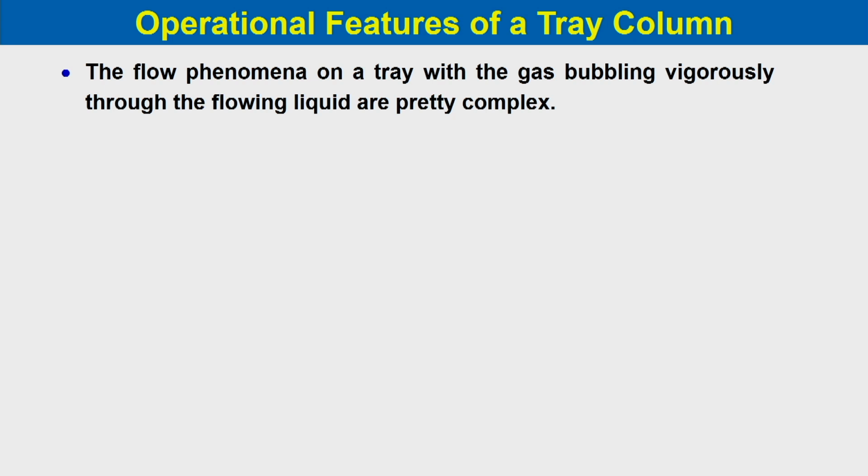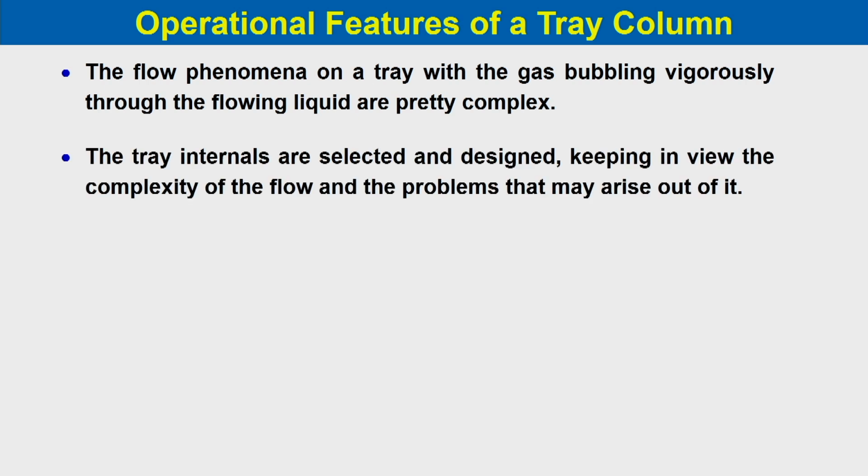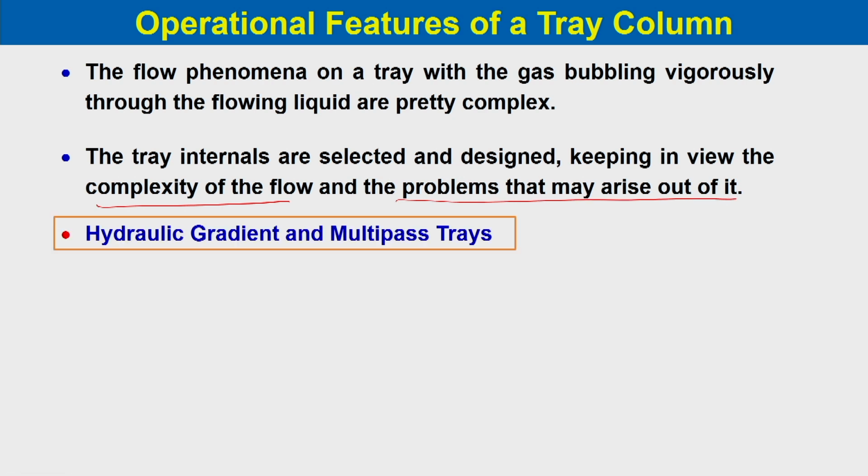Now, we will discuss the operational features of a tray column. The flow phenomena on a tray, with gas bubbling vigorously through the flowing liquid, are pretty complex. So, it is like bubbling through the liquid. The flow phenomena are really complex. The tray internals are selected and designed keeping in view the complexity of the flow and the problems that may arise out of it. So, hydraulic gradient and multi-pass trays are generally used.